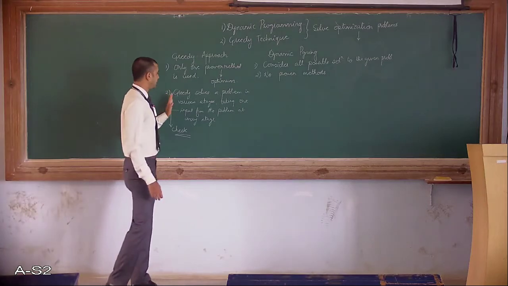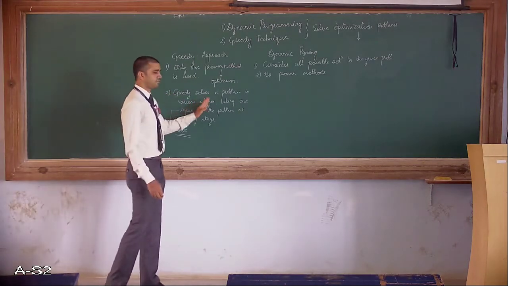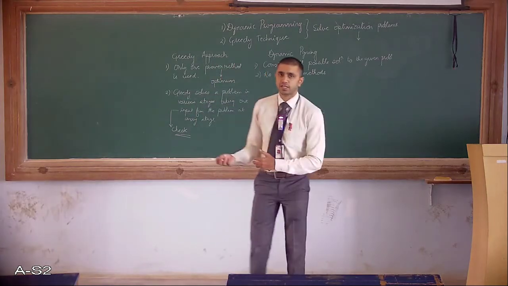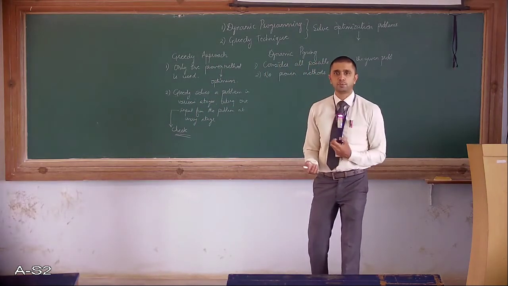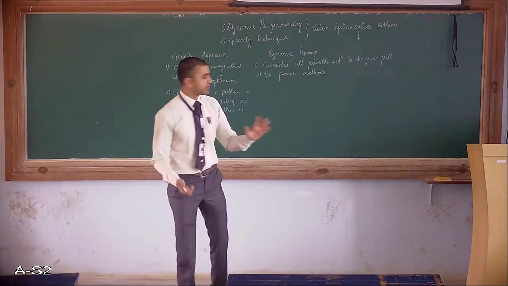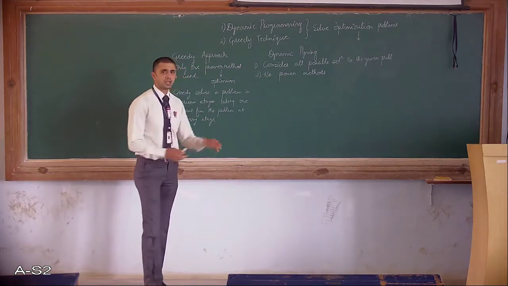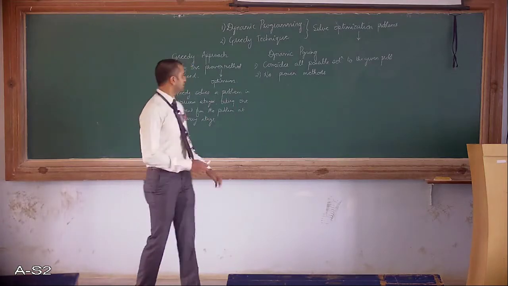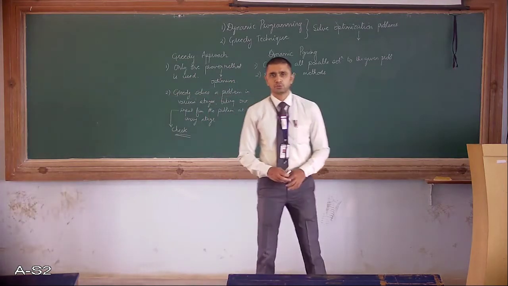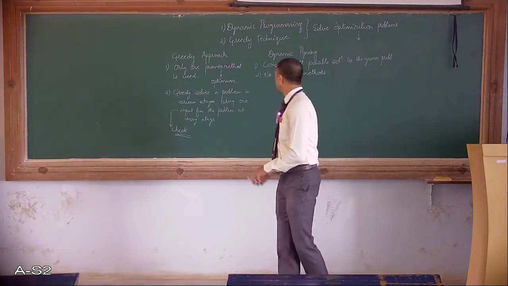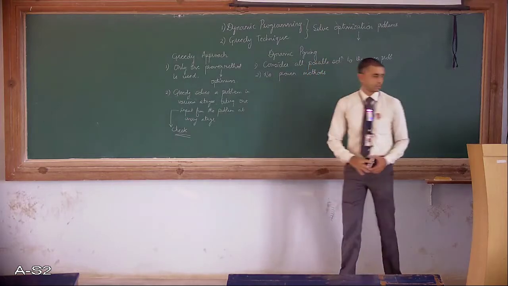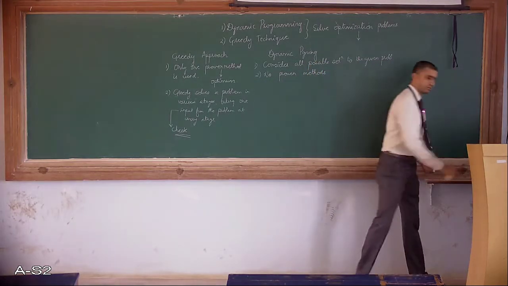The greedy approach solves a problem in various stages. At every stage, the greedy technique takes an input from the given problem and checks whether that input is optimum or not. If that input is optimum, then we add it to the optimal solution. We'll see this with the help of an example when we solve Prim's algorithm and Kruskal's algorithm. So I hope the difference between greedy approach and dynamic programming is clear. We'll see an example of greedy approach.